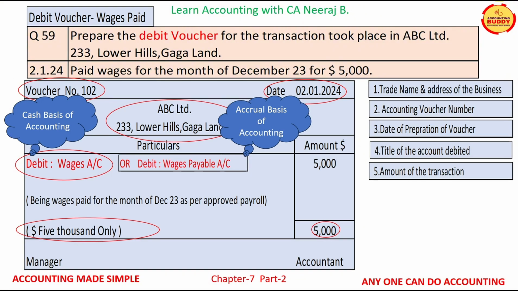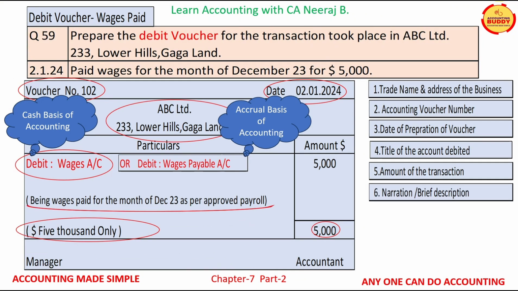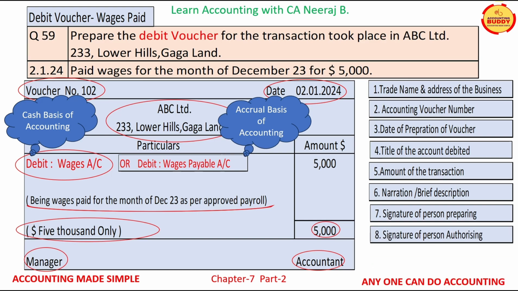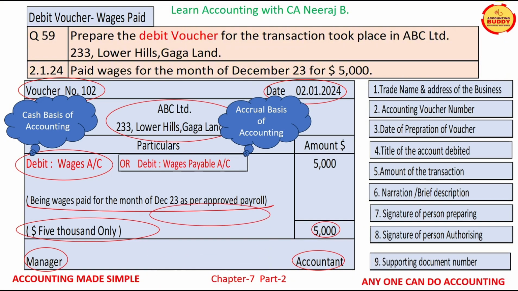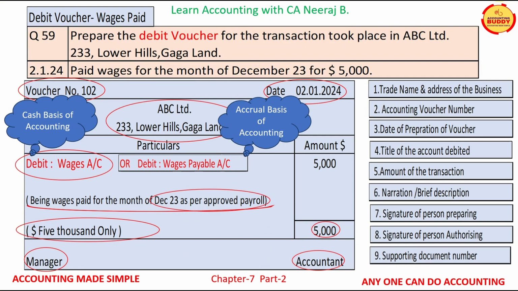Brief details of the transaction in the form of narration is also mentioned. It is mentioned that the debit voucher is related to the wages payment for the month of December 23. The debit voucher is prepared and signed by the accountant of ABC Limited and is also authorized by the manager of the business. Supporting document reference of December 23 payroll is also mentioned in the narration.